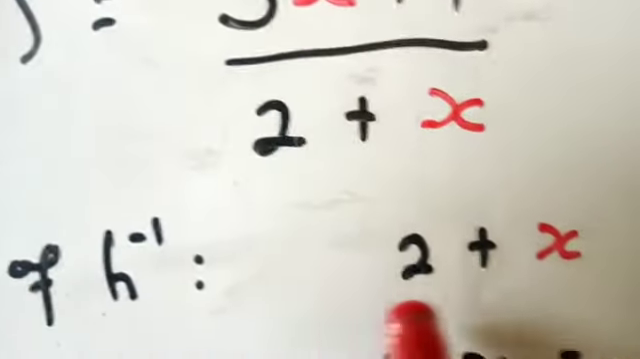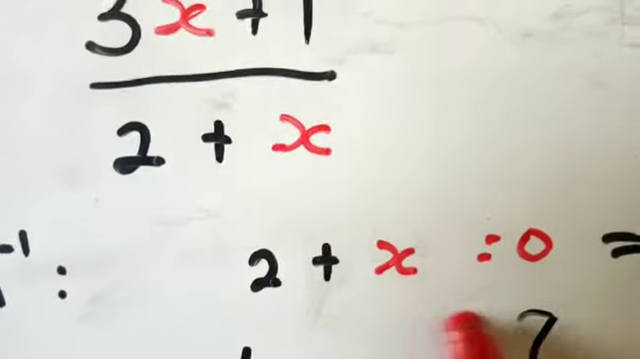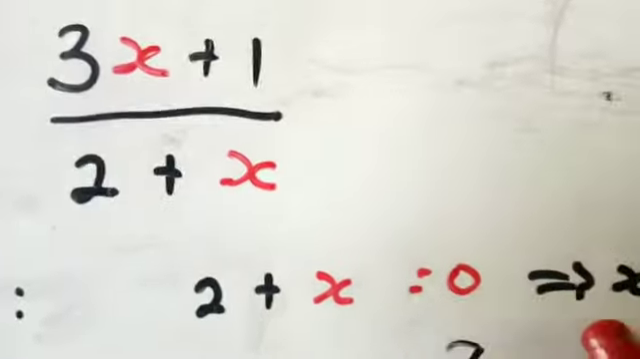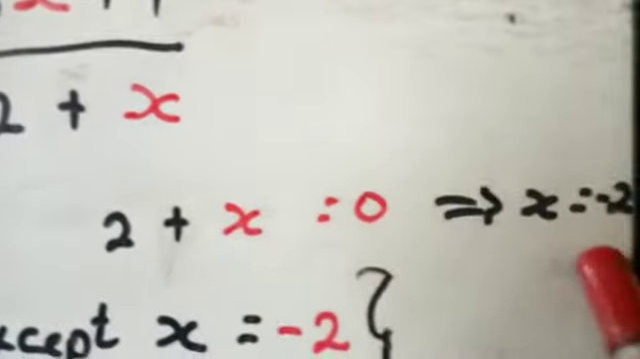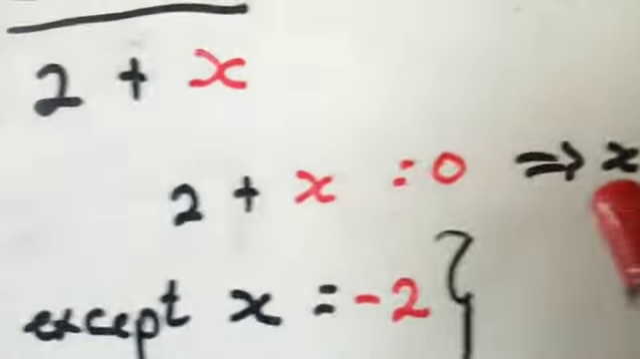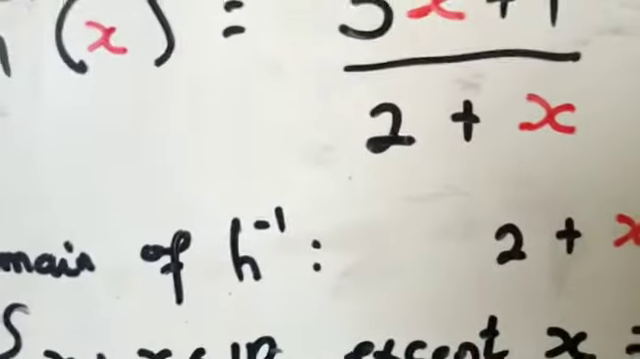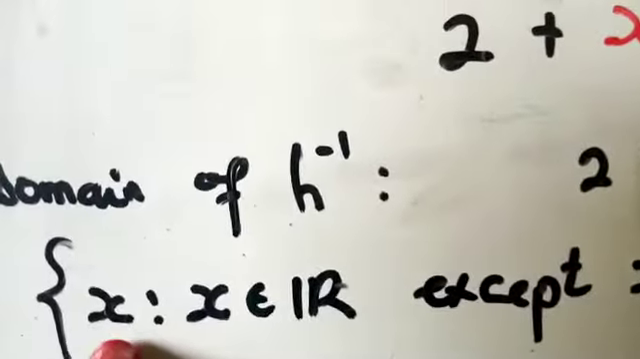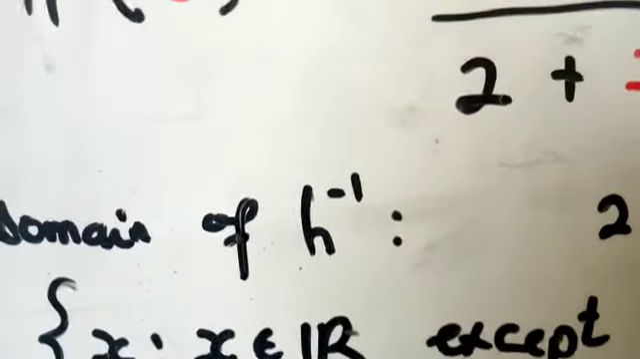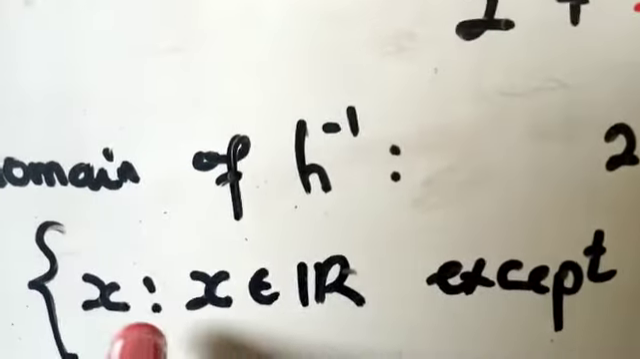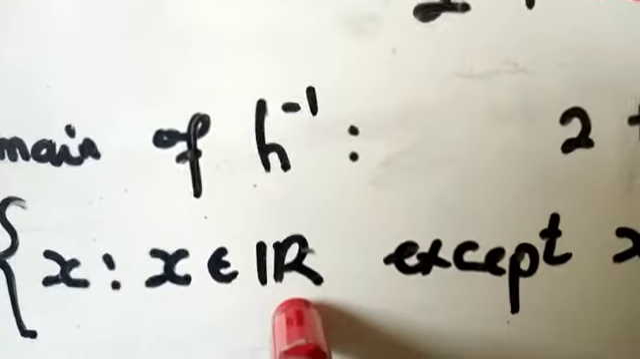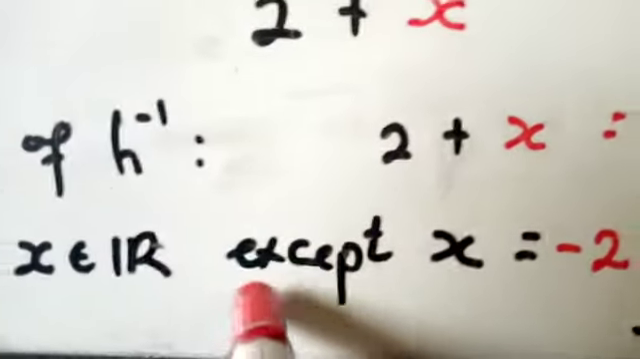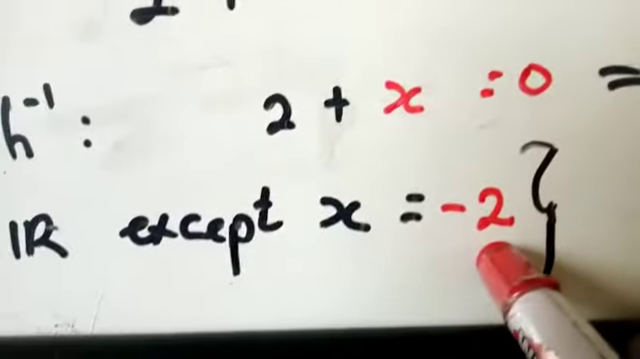So the possible domain here: 2 plus x is equal to 0, meaning x is equal to minus 2. Is that okay? x is equal to minus 2 here. Now how do you write the domain? You write the domain in such a way that x, whatever we are going to place inside the machine, is coming from the set of real numbers, right? x is coming from the real numbers, except x is equal to minus 2. Is that okay?